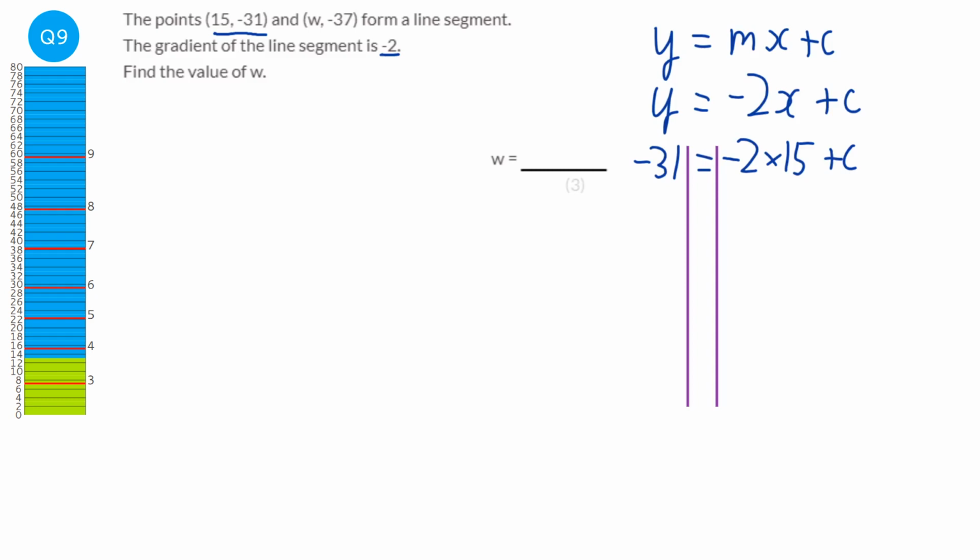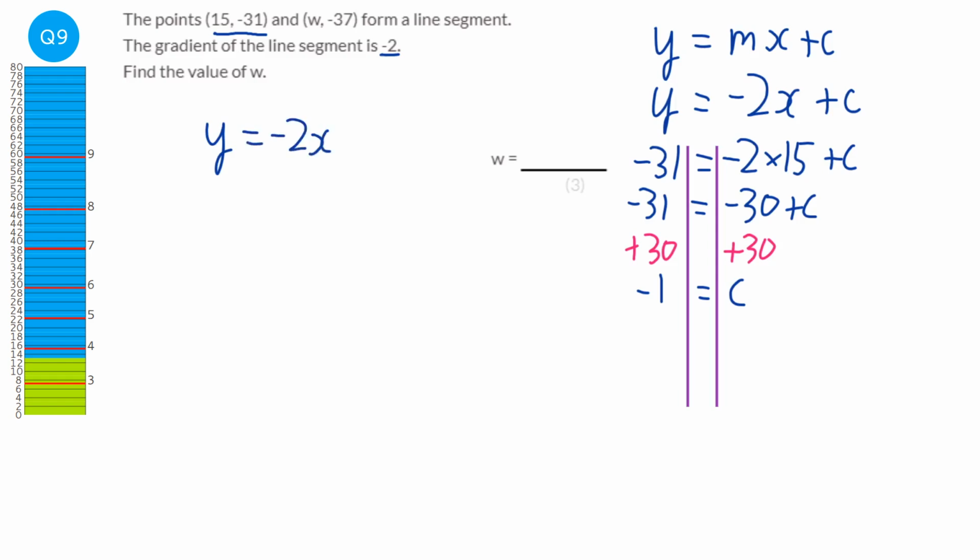So first thing I'm going to do is just tidy this up. -2 times 15 is -30, so -30 plus c. And I'm just going to add 30 to both sides to get c on its own. So that would be -1 equals c. So c is -1. So we now know that the equation is y equals -2x minus 1. And we're told that y is -37, and we're looking for the x value, which they've called w.